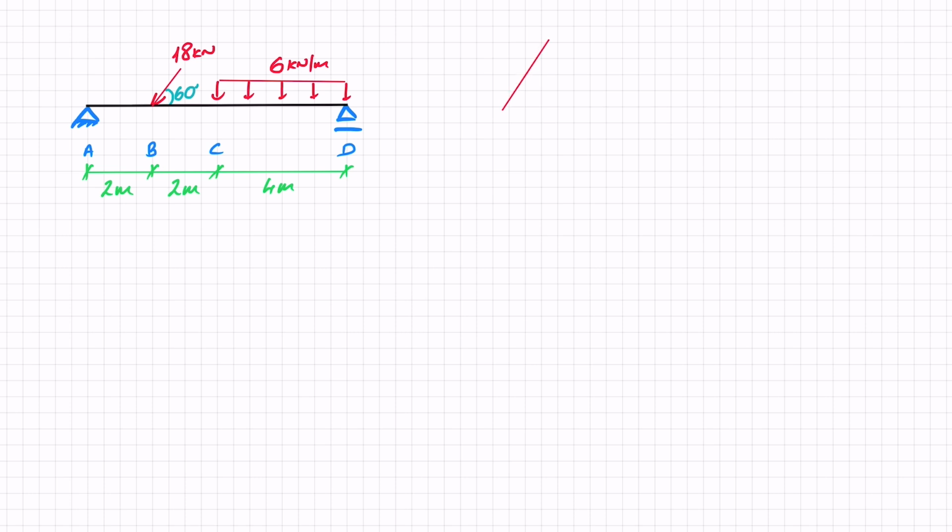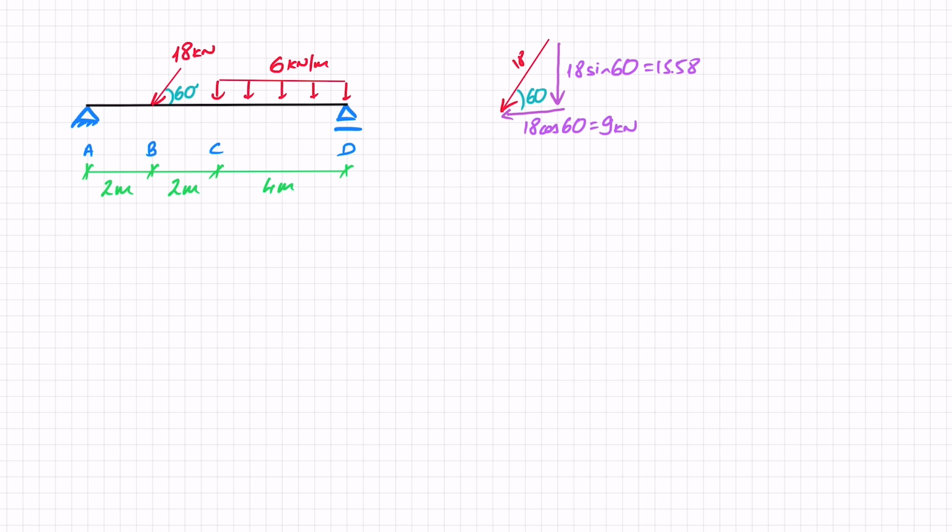So I've got this force here of 18, it's at a 60-degree angle, so I know that it's comprised of two forces, this force here going in the negative x and this force here going in the negative y. Since this force is 18 kilonewtons at an angle of 60, this here is going to be 18 sine 60, which works out as 15.58. And this here is going to be 18 cos 60, which works out as 9 kilonewtons.